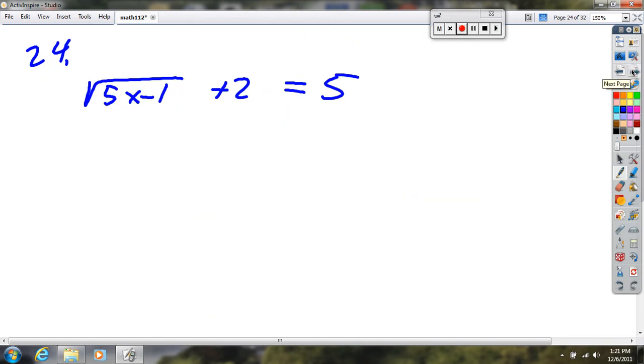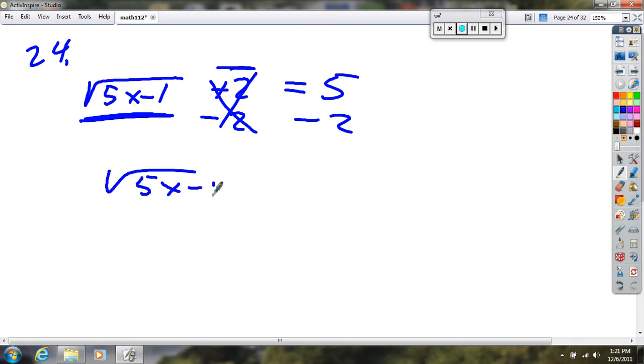Number 23. Now, another kind of problem. We have radical signs. We have a radical sign in the problem here. We have to get this radical sign by itself. So I have to get rid of this 2 by subtracting 2 from both sides. The 2's cancel. That leaves me the square root of 5x minus 1 equals 5 minus 2 is 3.